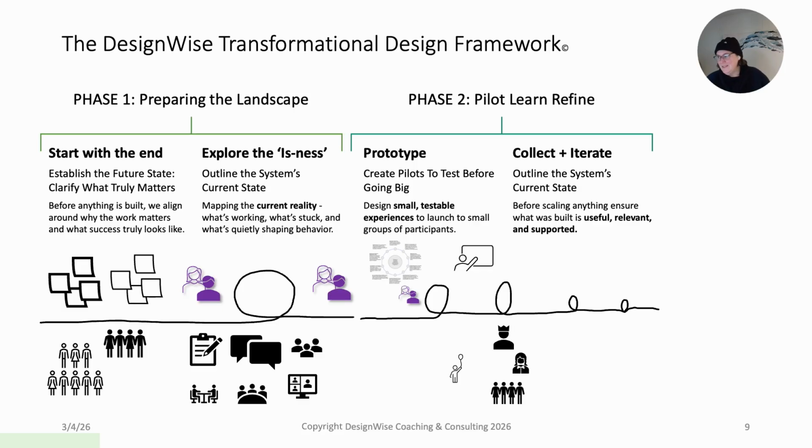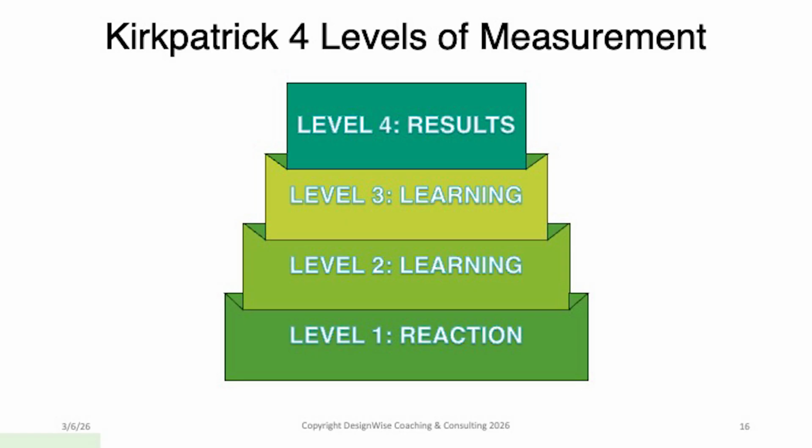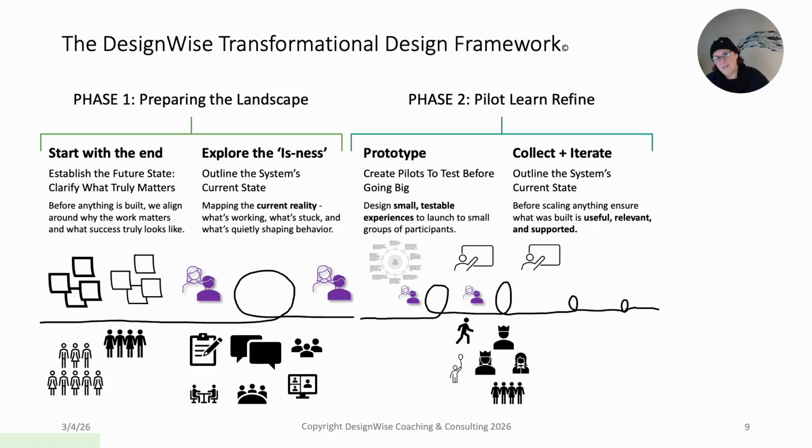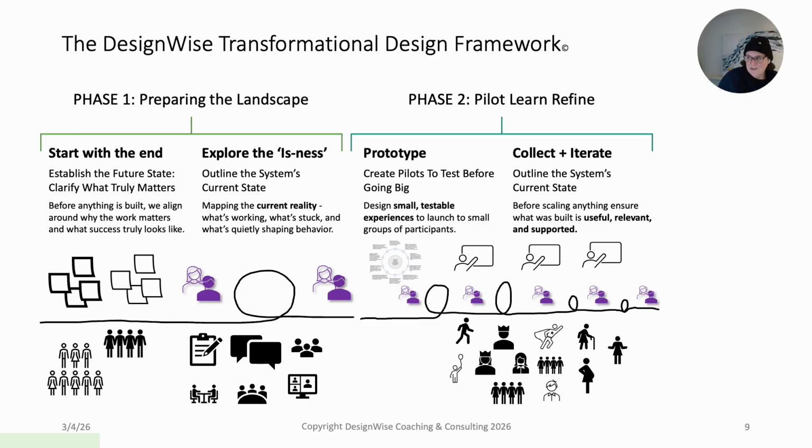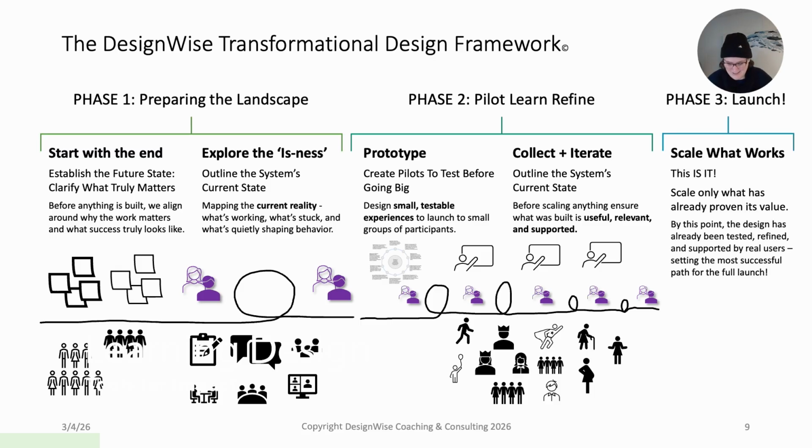So we're going to involve lots of different people. We're going to collect data and iterate. We're going to have a really solid data collection plan where we're going to use Kirkpatrick's 4 levels of measurement. And we're going to invite all different kinds of folks to participate. And we're just going to keep iterating until we have something super refined. The beauty of this is that you're getting buy-in from the key decision makers that by the time you launch it, it's ready to go. And there we go, phase 3 launch.